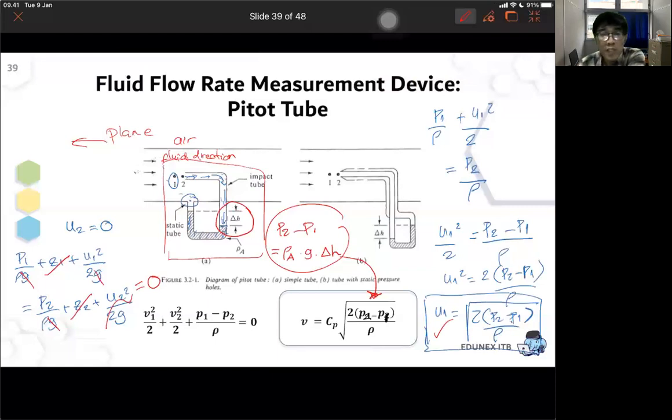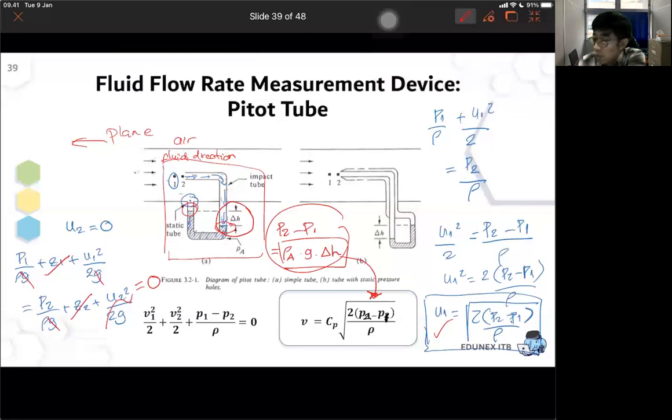Which one is higher, pressure at point 2 or pressure at point 1? Of course, pressure at point 2, right? It's showing that the right leg is lower than the left leg. It means at point 2, the pressure is higher. So the delta between pressure at point 2 and point 1 can be calculated by using the hydrostatic equation. Please do not forget this equation: rho times g times delta H. But the rho that is used is the density inside the manometers.